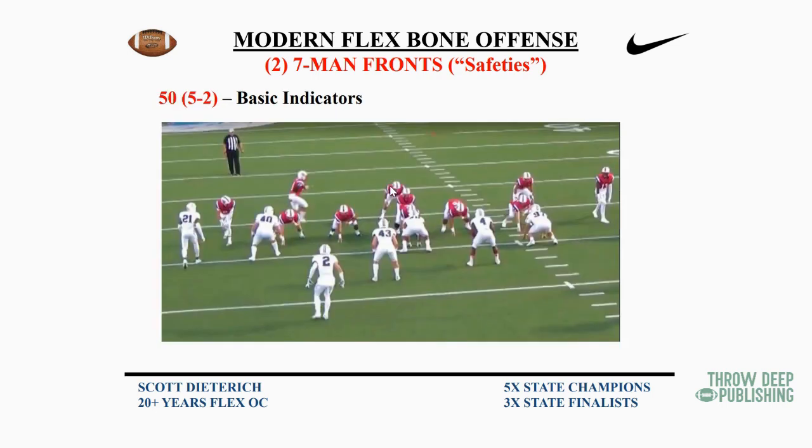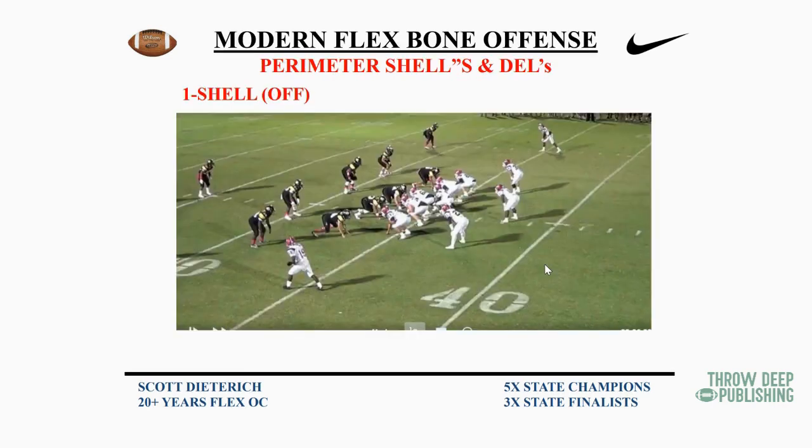And then the basic indicators of a 5-2 or 50 is basically a 0 nose with 2 backers right here, or maybe a little wider, doesn't matter. That's a 0 nose cylinder. And then usually 5 down linemen present, but also safety defense. Some people call this a 5-2 or 3-4. Personnel or how they get to it really is not important. It's identifying it. And then for the back end, we talk about shells and dells.